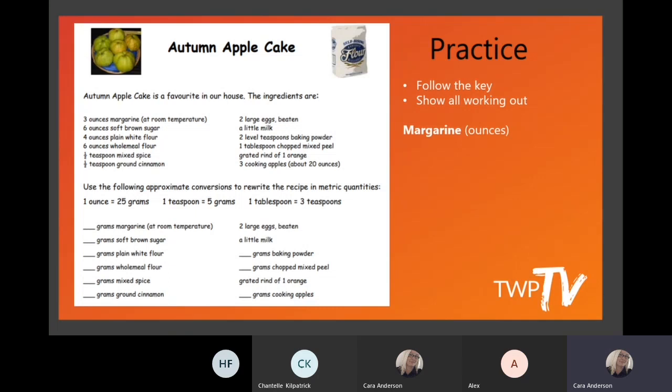So margarine, first of all. It's the first one on the list. So in the actual ingredients, you've got 3 ounces of margarine. What are we going to do to change that to grams? Okay, so I don't expect you to give me the answer, but just tell me what I'm going to do. So looking at the key, if I'm going from ounces to grams, what do I need to do? So I've got 3 ounces at the moment, and I need to get that into grams. What am I going to do?